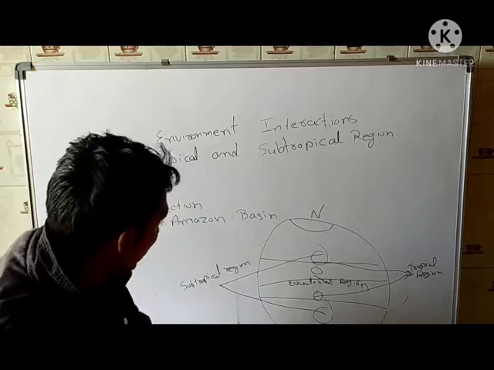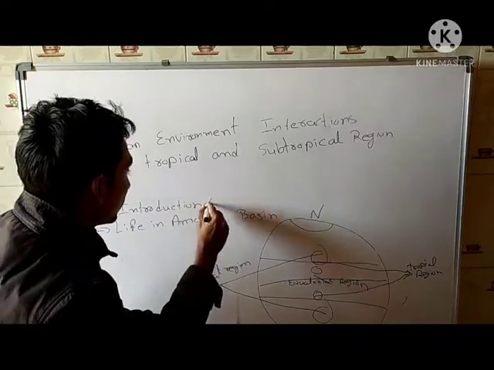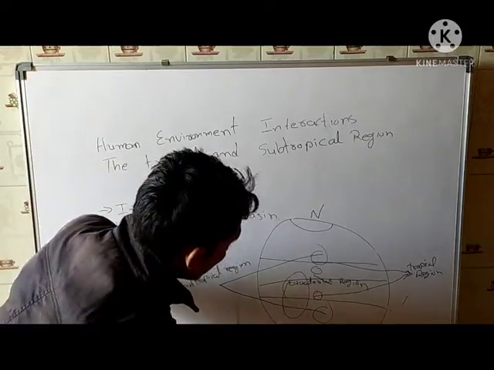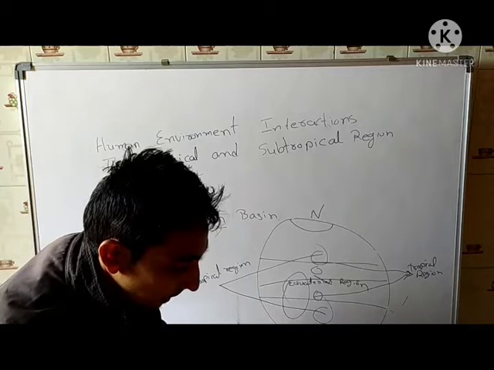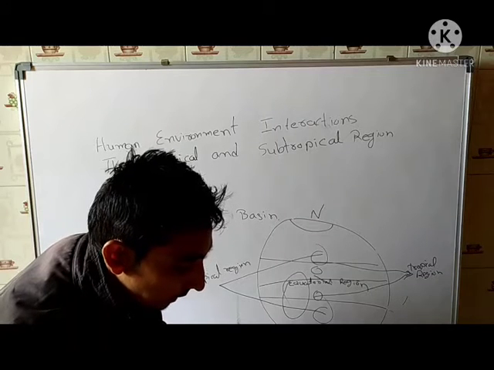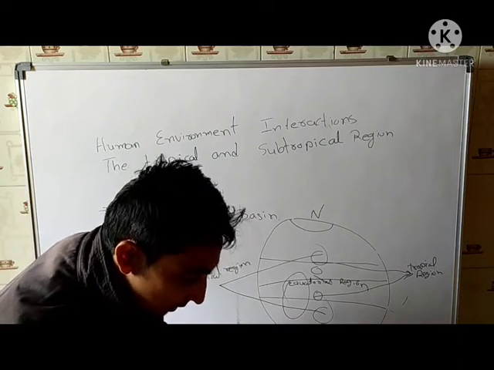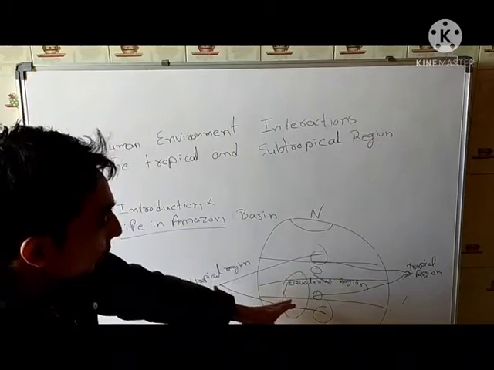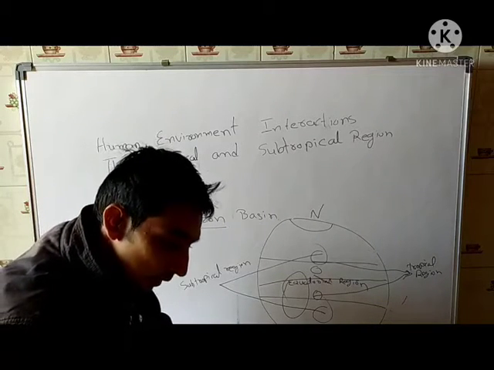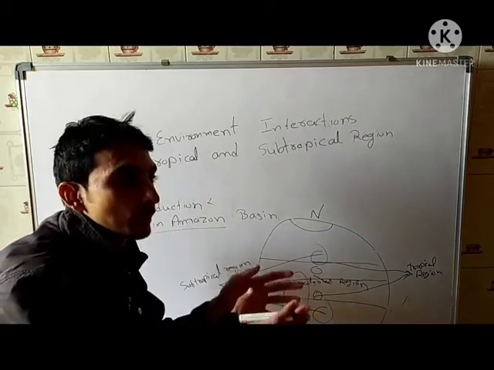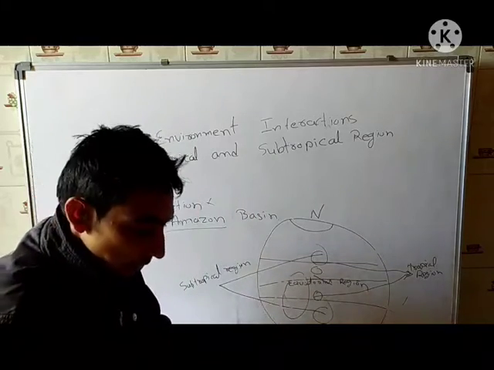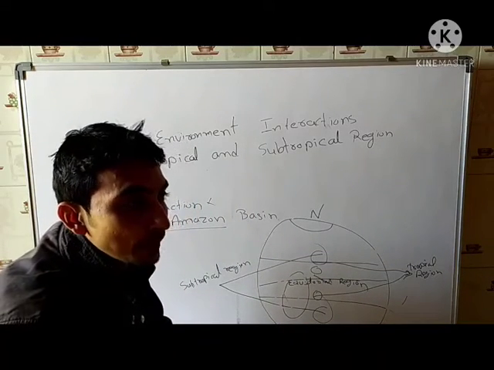Now, life in the Amazon basin. Introduction I have already done. The Amazon lies somewhere here on the globe. The Amazon basin lies in a tropical region very close to the equator, between 10 north and 10 south. So it is referred to as an equatorial region just because of its location, right?